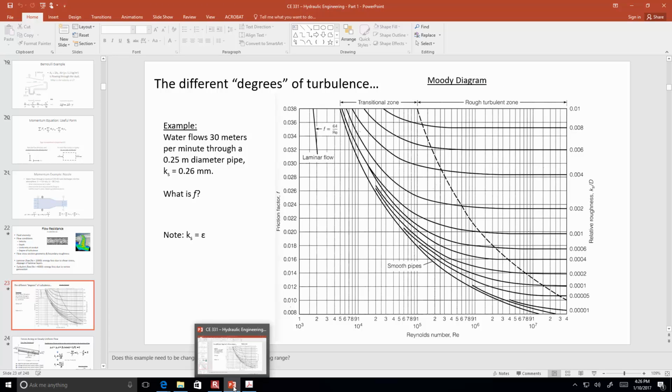Any questions about the basic idea behind this example or the specific calculations themselves?